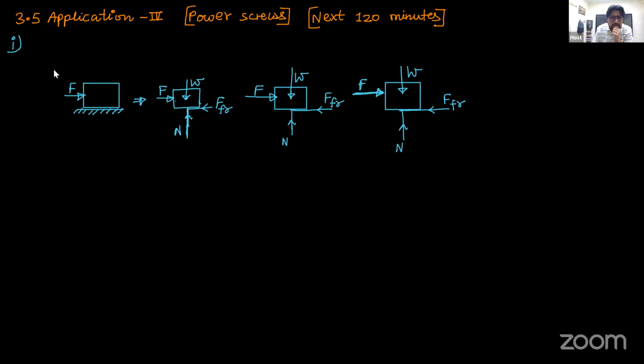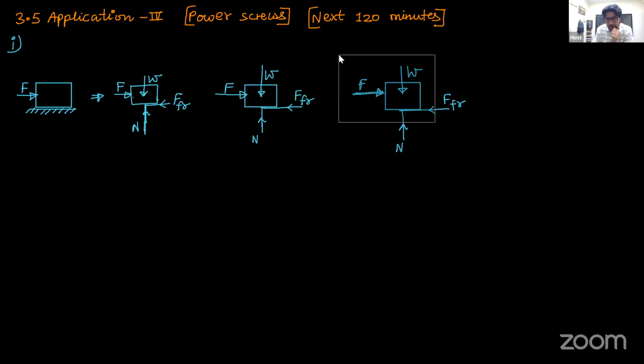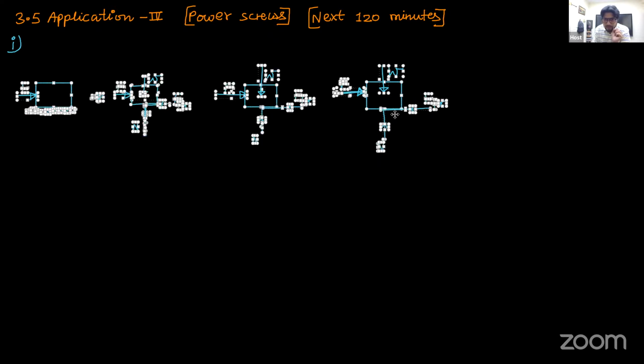If I increase the applied force, I know that frictional resistance will increase. If I increase the applied force again, frictional resistance will increase. But you know there is a limit. Beyond the limit, frictional resistance can't increase. So once I reach the limit, frictional resistance is not going to increase. So let's say that we make one more diagram representing that limit.